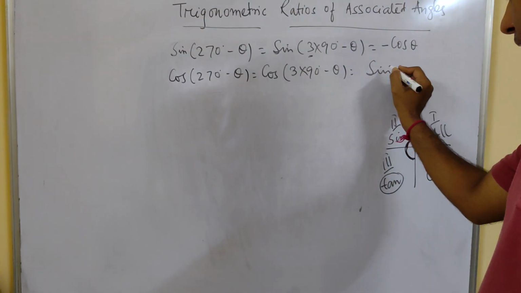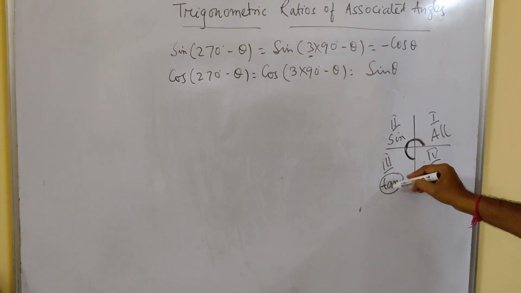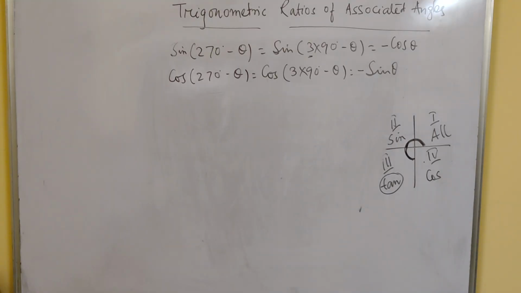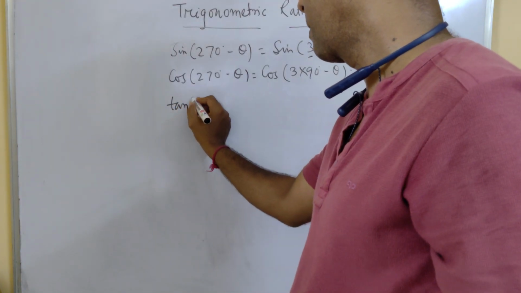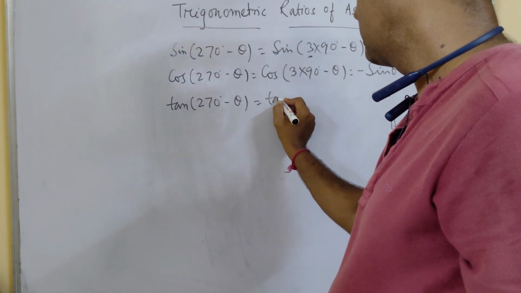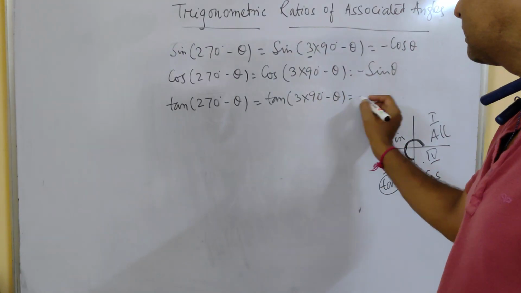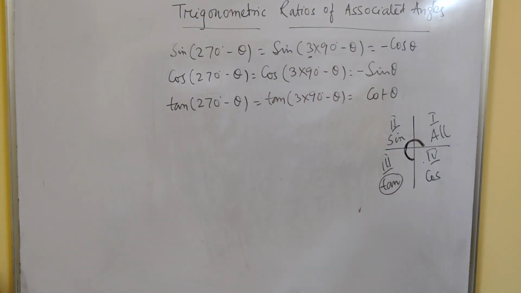So we may write here it is sin theta. And similarly, tan is positive here, so we may write here it is minus sin theta. Similarly, tan of 270 minus theta is equal to tan of 3 into 90 minus theta, that is cot theta, and here tan is positive, so it is plus cot theta. Okay, so we can calculate in this way.